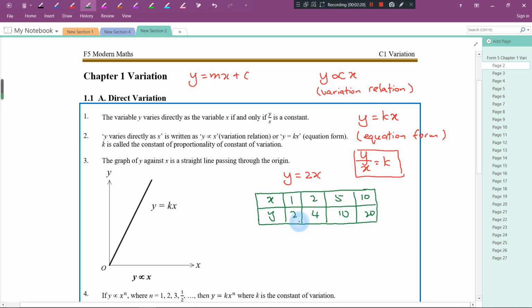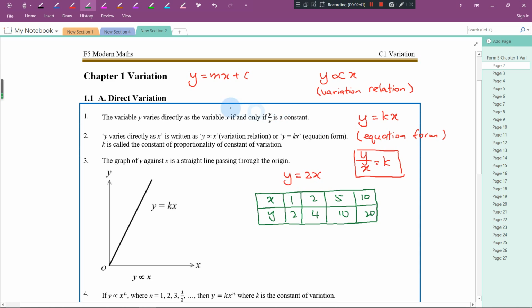Now, you will notice that whenever you find the value of y over x, 2 divided by 1, 4 divided by 2, 10 divided by 5, and 20 divided by 10, in this case you will always get 2, which is a constant. So, y varies directly as x.